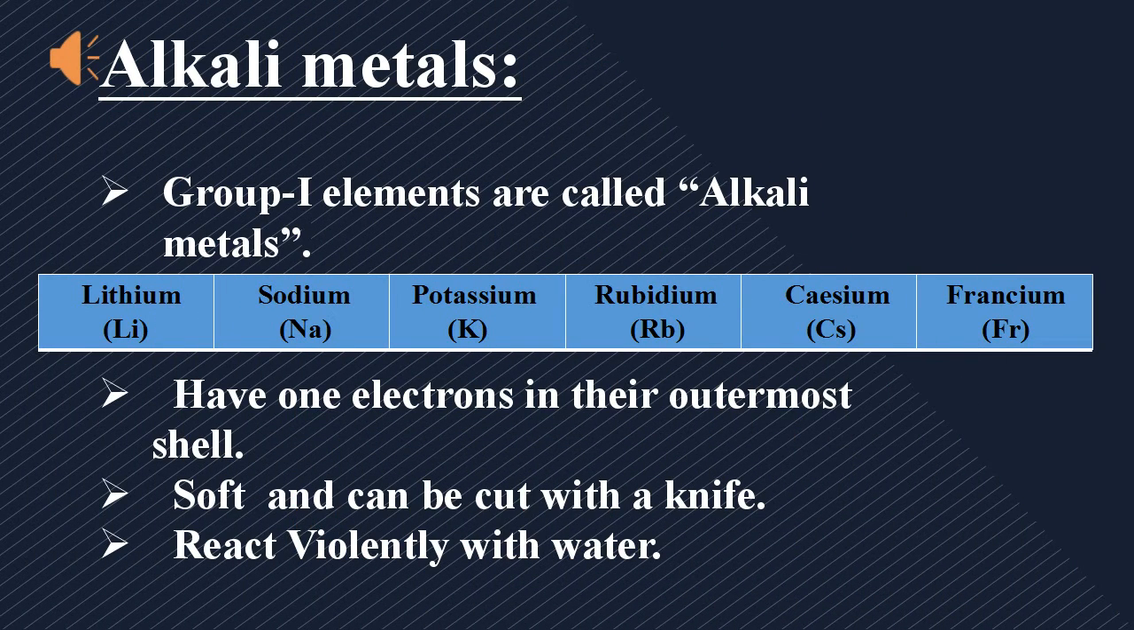Now let's discuss some common groups of the periodic table. Alkali metals. Group 1 elements of the periodic table are called alkali metals. They include lithium, sodium, potassium, rubidium, cesium, and francium. They have one electron in their outermost shell. They are very soft and can be cut with a knife. They react violently with water.